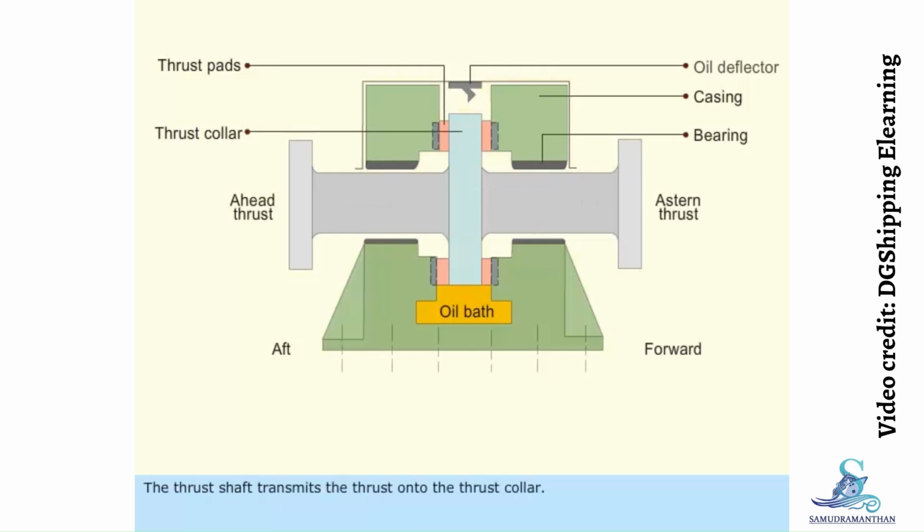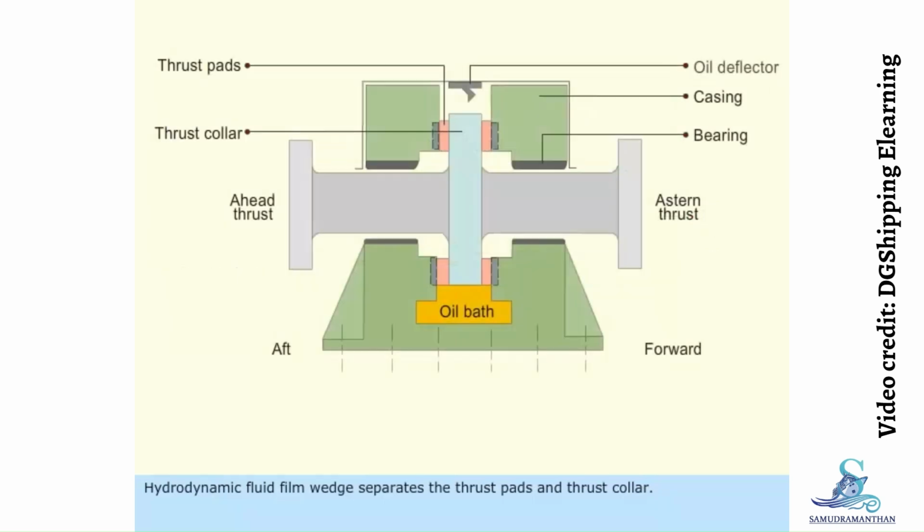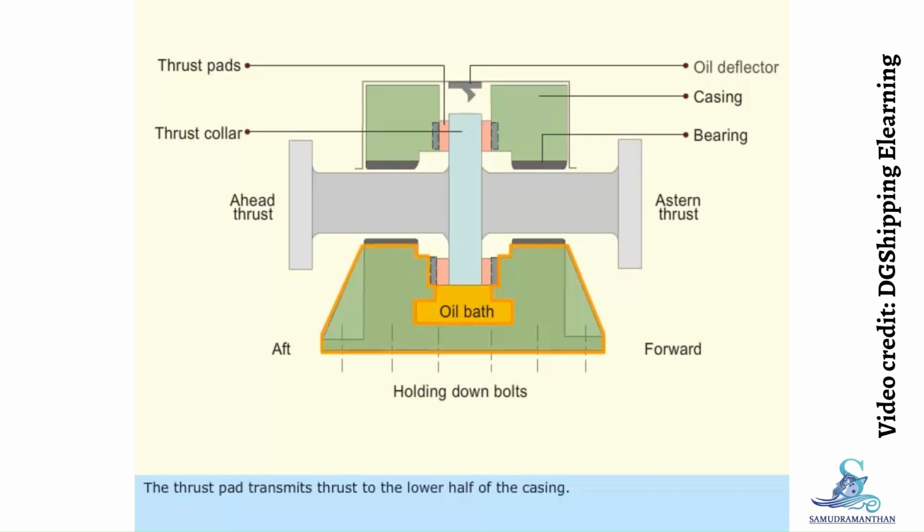The thrust shaft transmits the thrust onto the thrust collar. Hydrodynamic fluid film wedge separates the thrust pads and thrust collar. The thrust pad transmits thrust to the lower half of the casing. The lower half of the casing is connected to the ship's hull. The ship moves when the thrust is transmitted to the ship's hull.